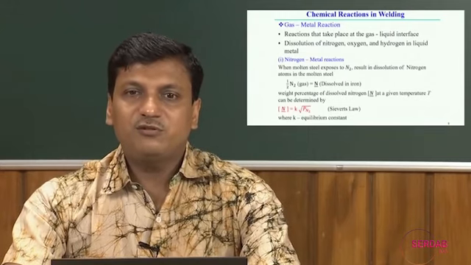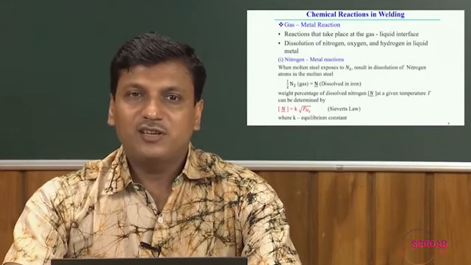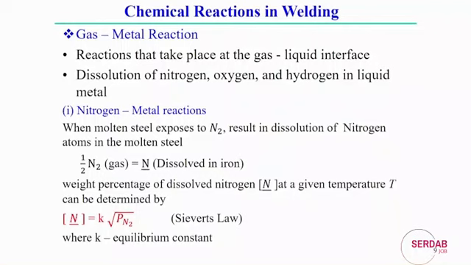So, if we look into the gas metal reaction, a little bit of the chemical reaction in the welding process. First, the reaction takes place between the shielding gas and the liquid interface or liquid metal. So, the reaction happens between these two, and during this reaction there is a dissolution of oxygen, nitrogen and hydrogen in the liquid metal. But in a basic way we will try to discuss how this reaction happens.